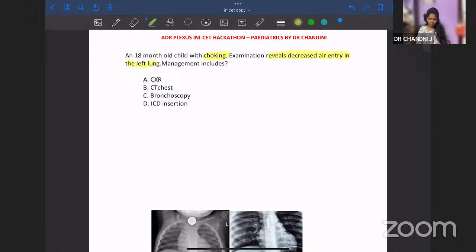So, you all know this is a multiple option question. So, chest x-ray, if it needed, yes. Why? To diagnose, to know where the foreign body is, chest x-ray is needed. CT chest, no, it is not needed. Bronchoscopy, yes. You need bronchoscopy for removal of the foreign body. ICD insertion, no. It is used only for pneumothorax or effusion, something like that. Not for foreign body per se. So the answer is chest x-ray and bronchoscopy.